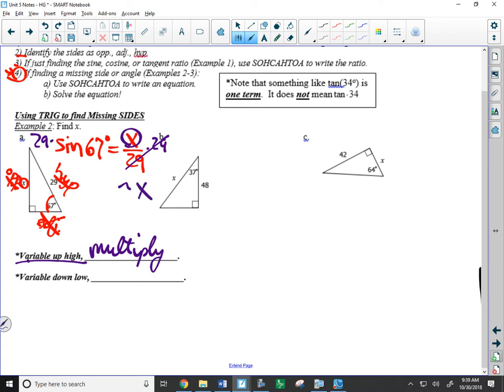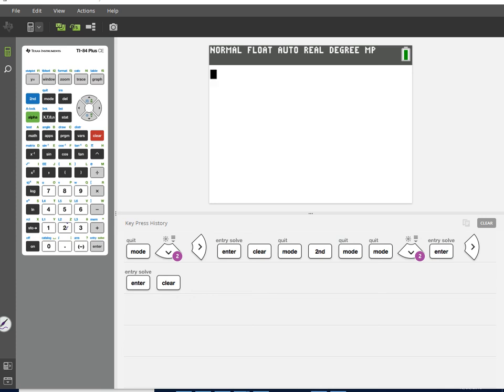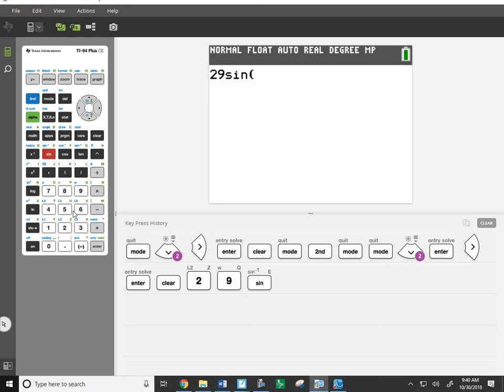I didn't put it on here, but let's round on these. It should tell you on any problem what to round to. Let's round to the nearest tenth. So then you put this in your calculator. 29, you can put times if you want, or it'll be implied if you just put 29 sine 67. I will demonstrate on one of mine, but you should try it yourself. 29 sine 67. I hope I'm in degrees.